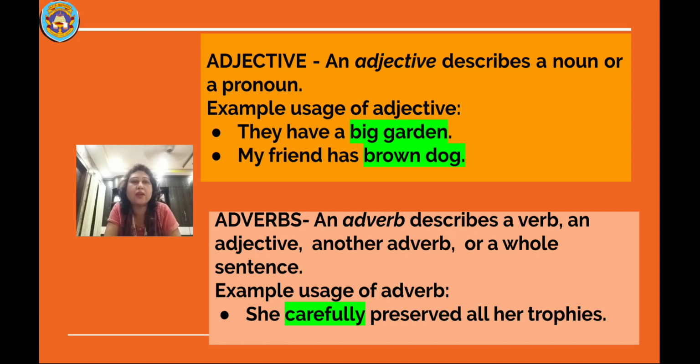Alright. Next one we have is adverb. An adverb describes a verb, an adjective, okay, another adverb or a whole sentence. Example, you can see here, she carefully preserved all her trophies. So how did she preserve her trophies? See, carefully. So the word carefully is an adverb.